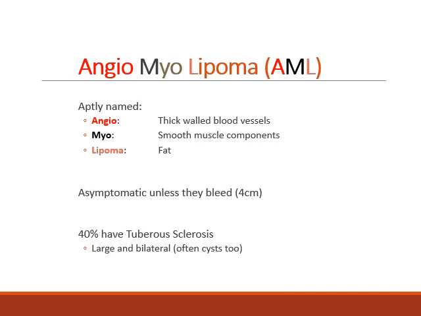Because you know what it's made of, you know what the imaging is going to look like. The two things to mention here is that they tend to be asymptomatic unless they bleed. Bleeding risk is increased above 4 centimeters. And the second thing to mention is 40% of patients with AMLs will have tuberous sclerosis. So if you spot an AML in your exam, you keep scrolling looking for the other features of tuberous sclerosis, which I will mention in a few moments.